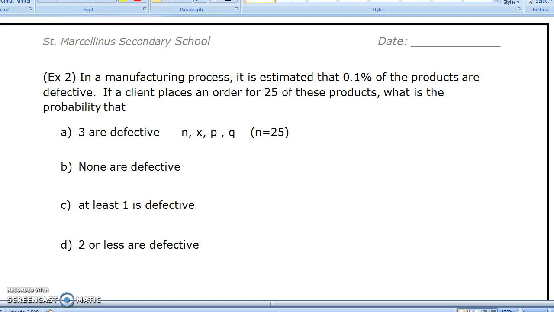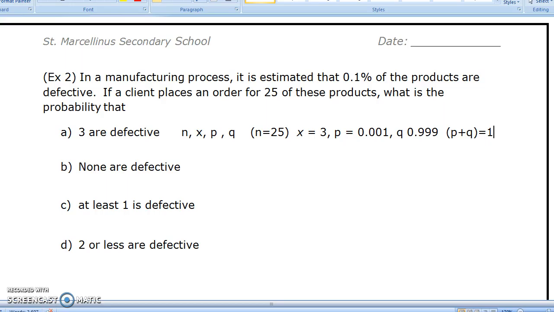X in this case is going to be equal to 3 because we have 3 defective parts. We're going to define a defective part as a success here, which you don't have to do, but just to make it simple, we'll do it that way. Q then would equal 0.999. So this is our P and Q. Remember, keep in mind P plus Q is always equal to 1, which we can always use to our advantage.